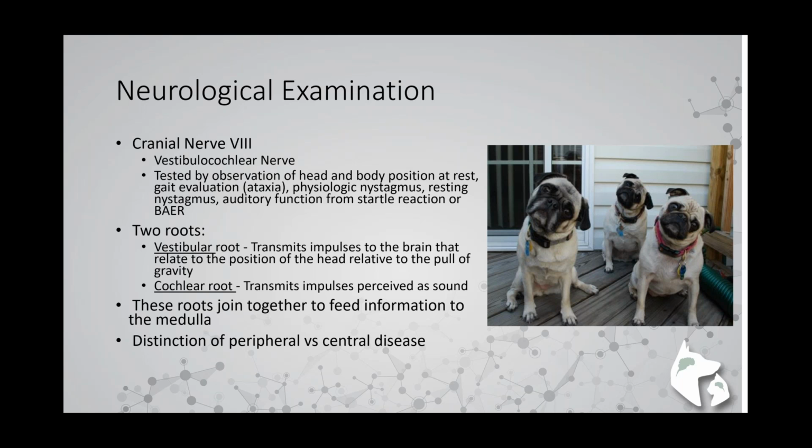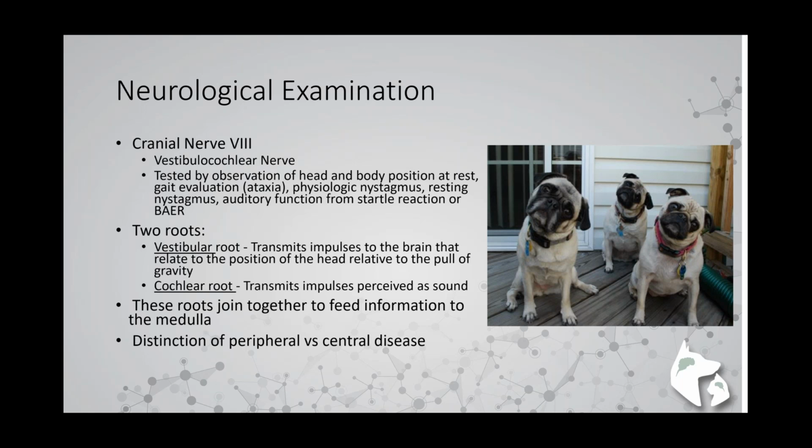When we're testing this nerve or looking for signs of dysfunction, we want to see what the head and body position is. Are they tilting their head? Do they have good physiologic nystagmus, so bringing their head left to right and watching their eyes come through? Do they have a pathologic nystagmus? If they're sitting there still, are their eyes going really quickly? We'll talk about some of the types of nystagmus we can see. And then testing for hearing would be more of doing a BAER exam.